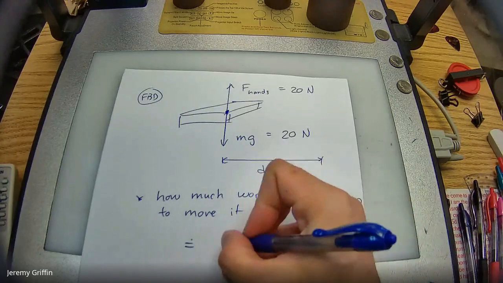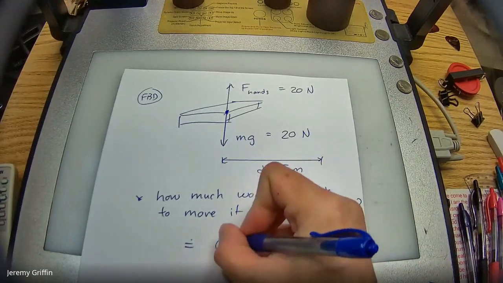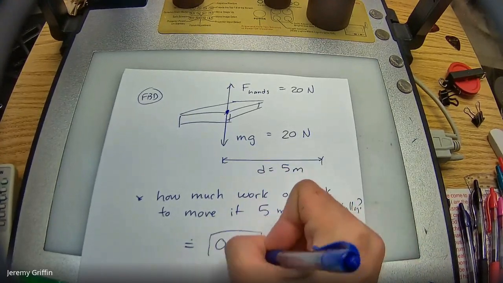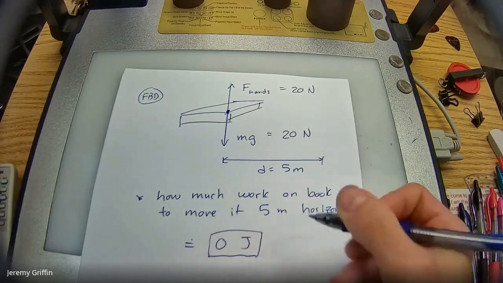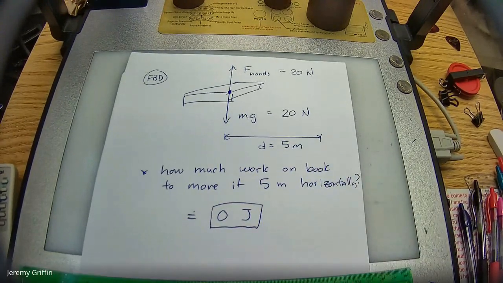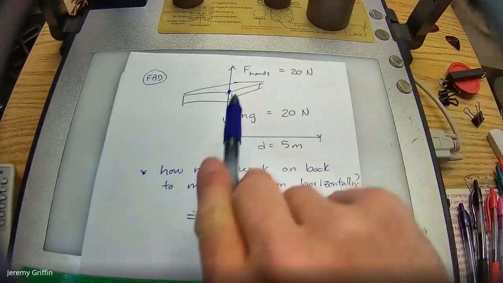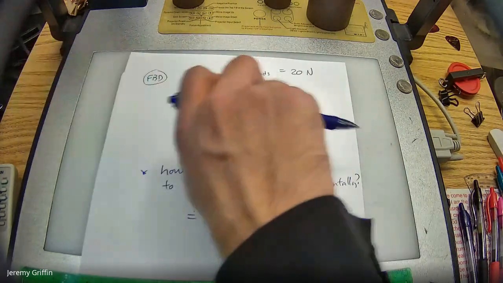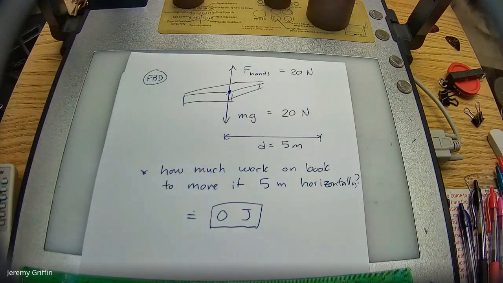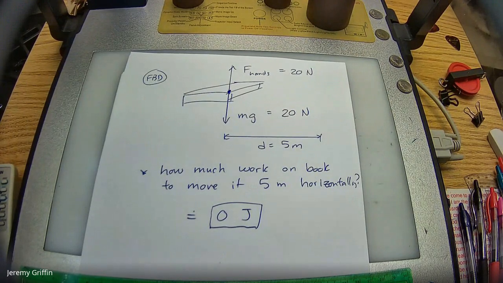Yeah. They're saying 0, right? 0 joules. There was no work done on the book. There was no energy transferred into it by moving it horizontally. Now, why would that be? Because the direction of the force and the direction of motion are perpendicular to each other. There is no parallel component. So in terms of that dot product, everything just zeroes out. The cosine of 90 degrees is 0.